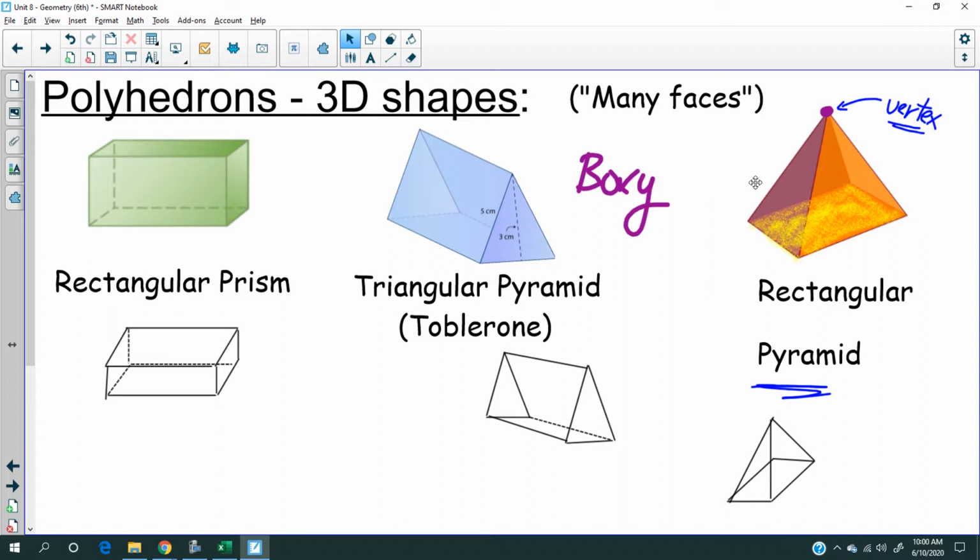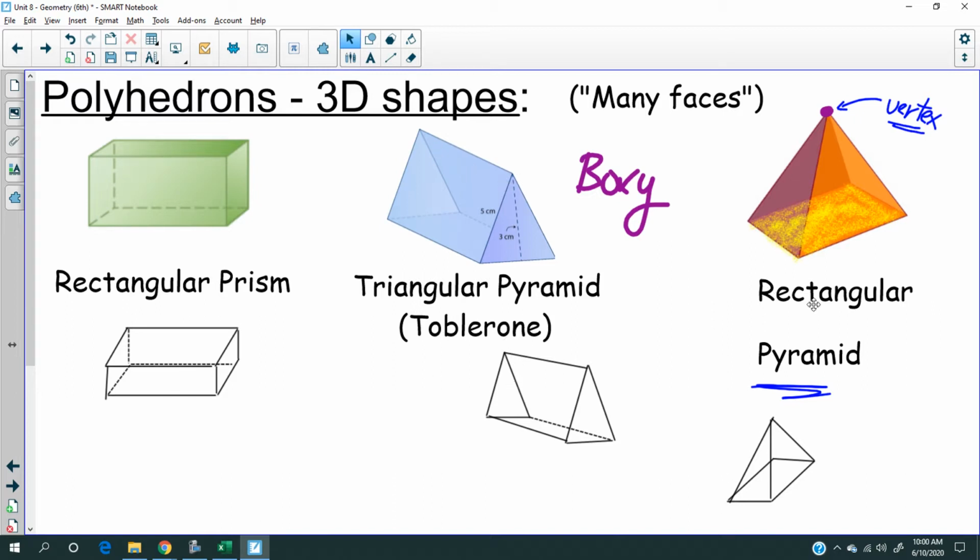Okay, so we got 3 types that we need to focus on, right? We got a rectangular prism, so that's like a cereal box or shoebox. Okay, that's how you draw it. We got a triangular prism, right? So how do you know that? It's defined by the 2 triangles, one end and the other, right? That still looks like a box, right? Like a Toblerone bar, right?